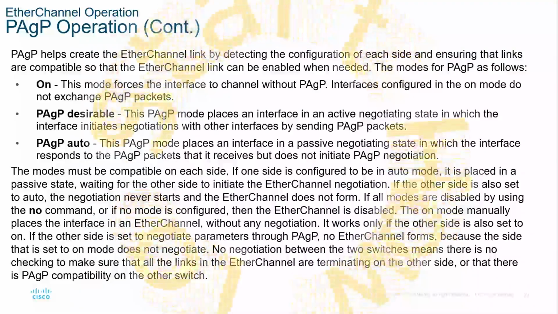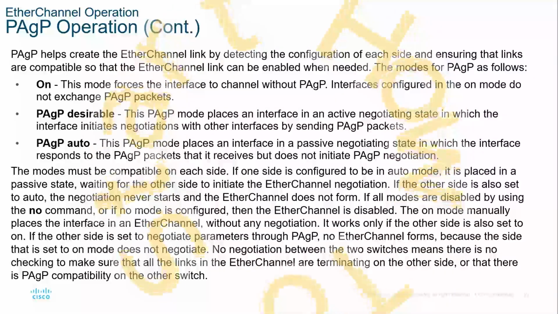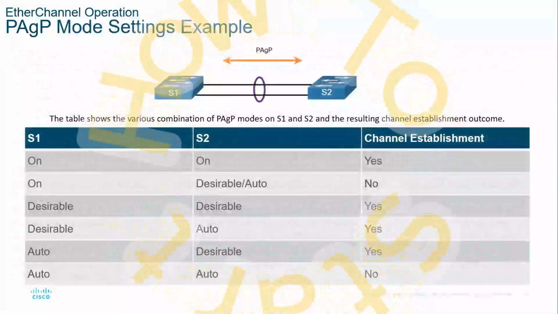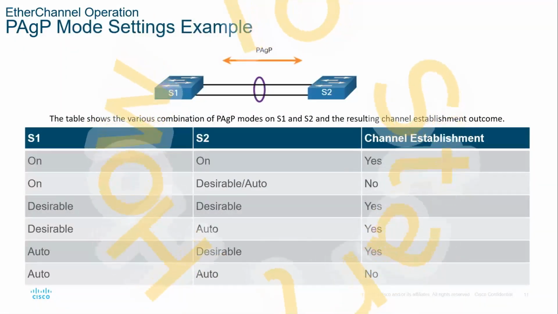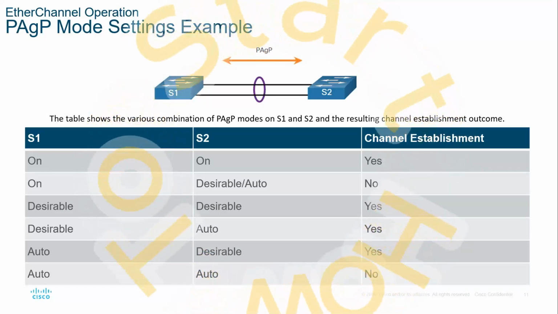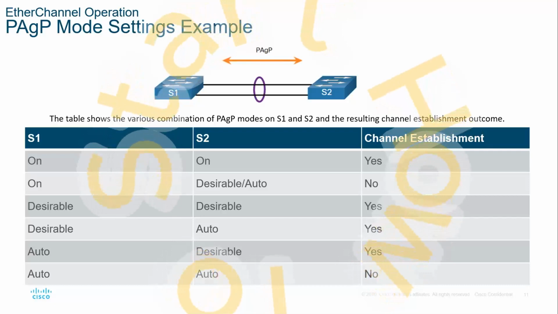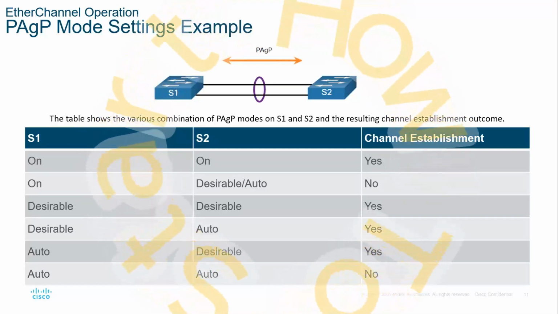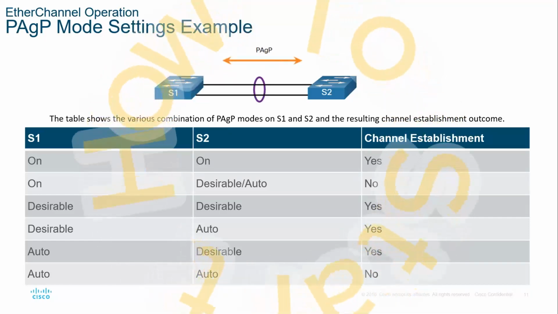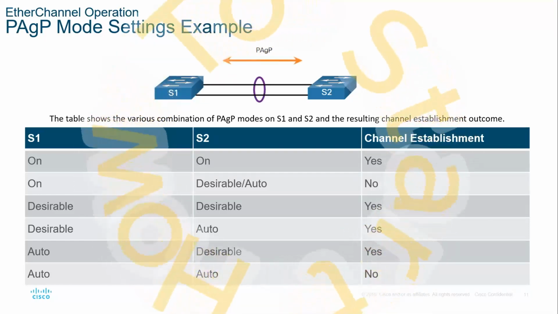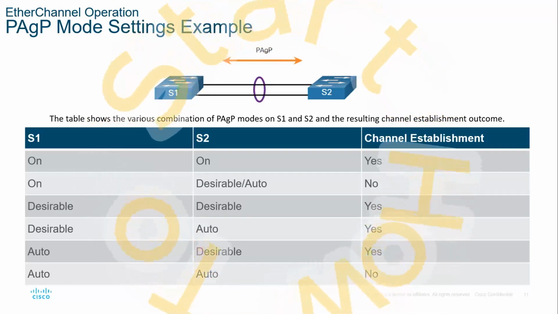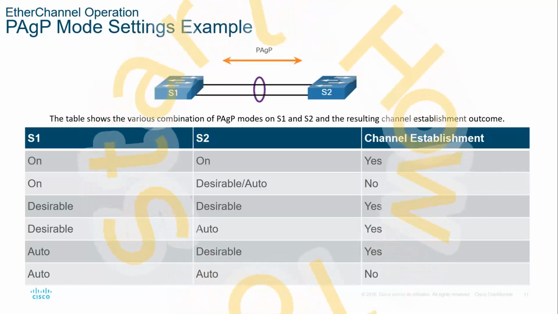So, what happens if we have two switches and they're in different modes? Switch 1, switch 2. If switch 1 is on and switch 2 is on, channel is established. Switch 1 is on and switch 2 is either desirable or auto, no channel establishment. If switch 1 is desirable and switch 2 is desirable, then establishment. Desirable and auto, establishment. Auto, desirable, establishment. Auto and auto, no establishment.